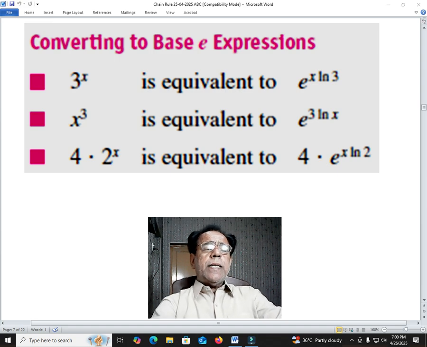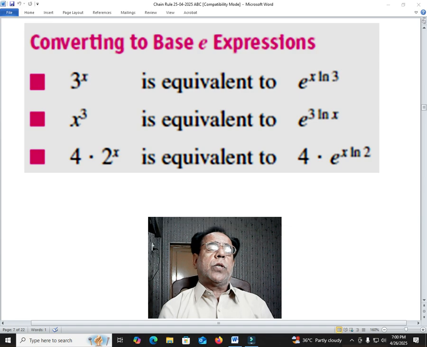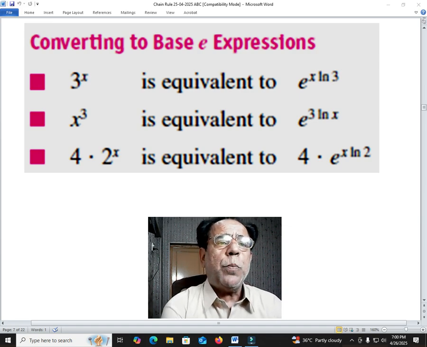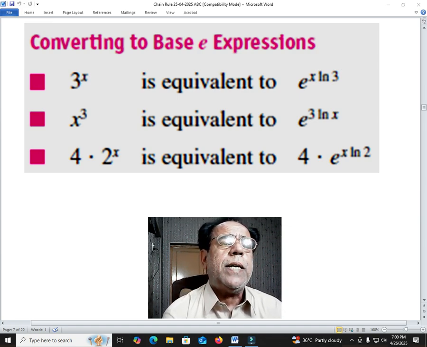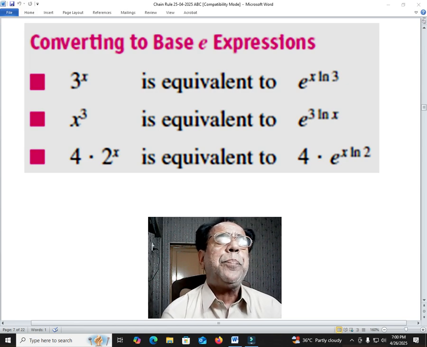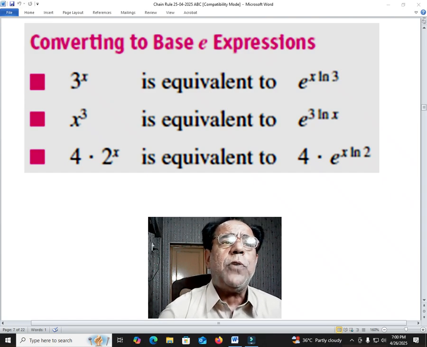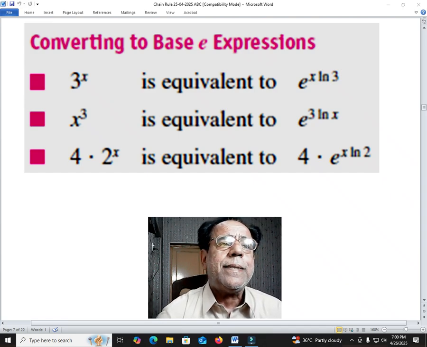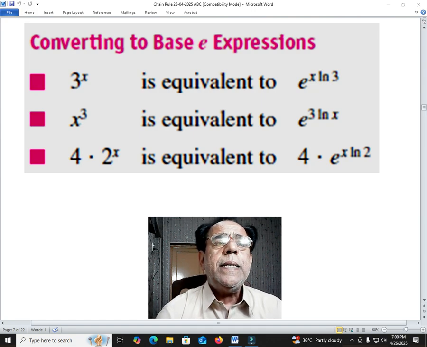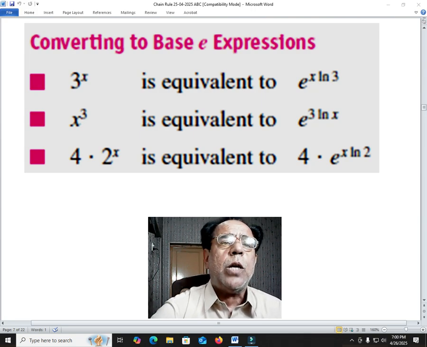Okay, 3 raised to power. Because in one of our problems we will deal with 5 raised to power x under root. In our problems we will meet a situation in which we will have to solve 5 raised to power x under root. So we will use this formula, that is 5 raised to power x under root will be equal to e raised to power x under root into log 5. Using this property we will solve that problem.